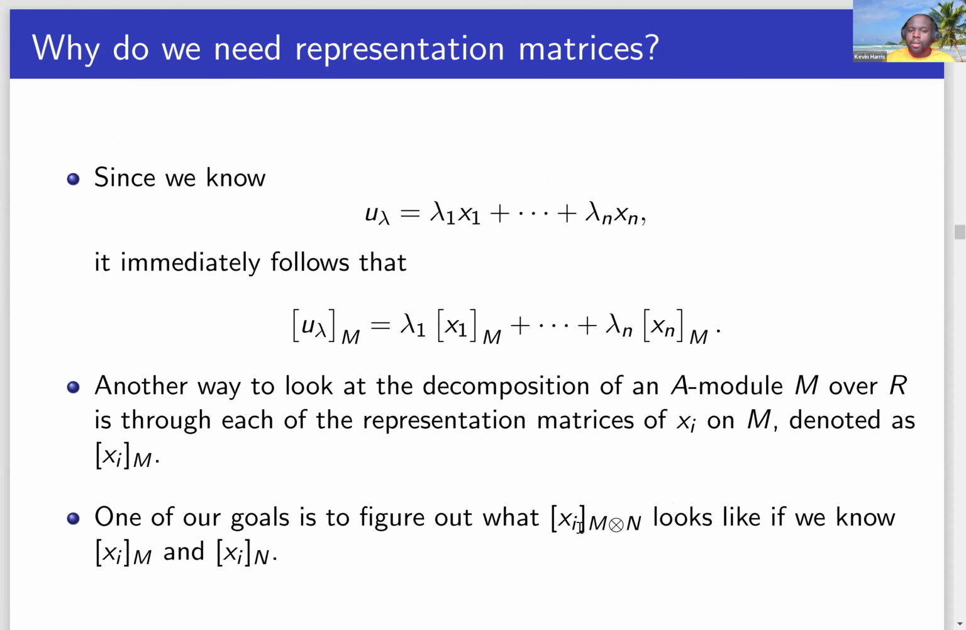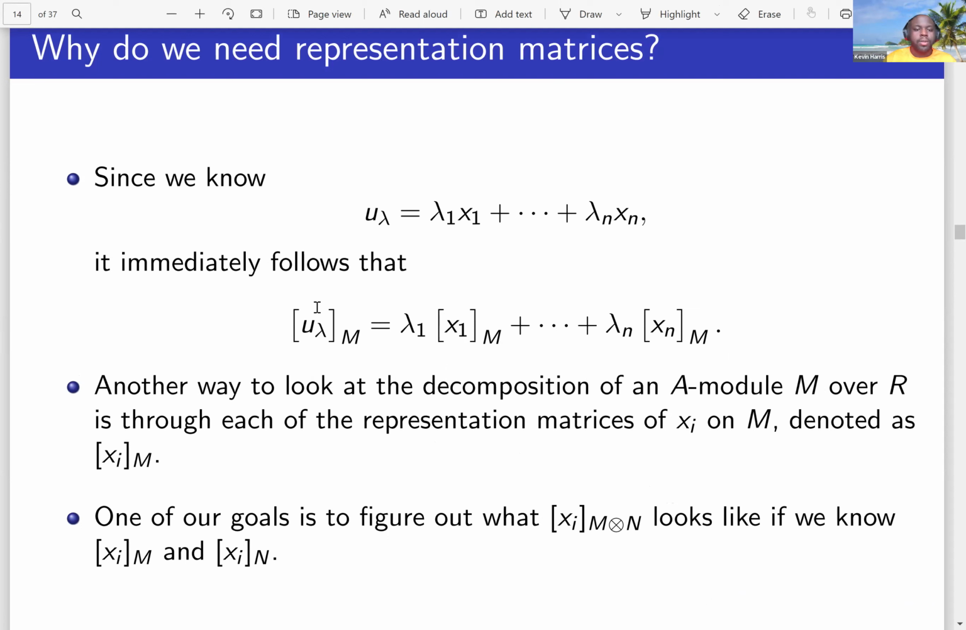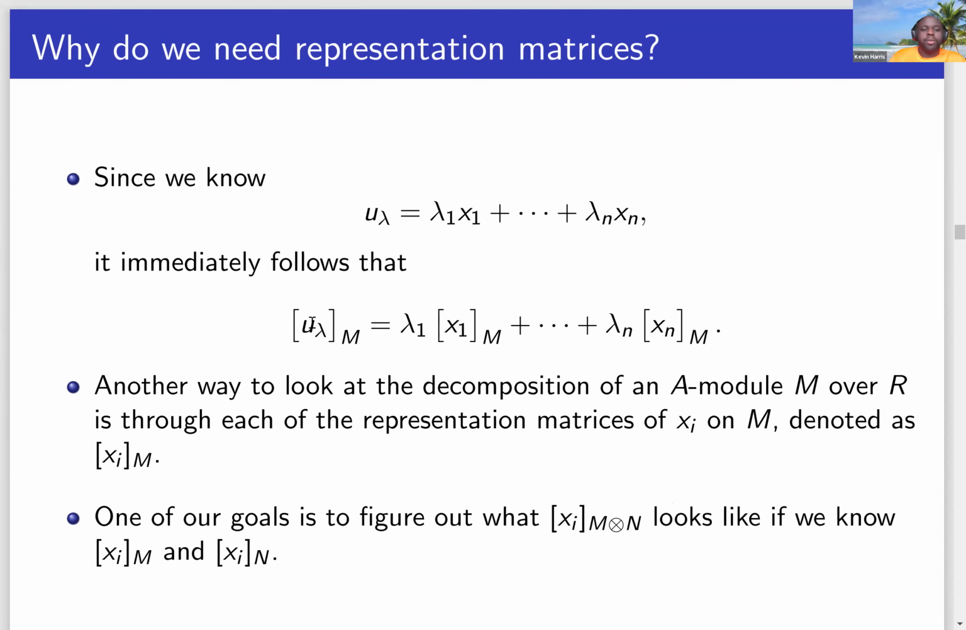And so one of the ways we can do that is, since we know that u lambda is going to be this k-linear combination of the variables, then it's going to immediately follow that the representation matrix of u lambda over the module is just represented as the linear combinations of those matrices. So it follows pretty much immediately from that.